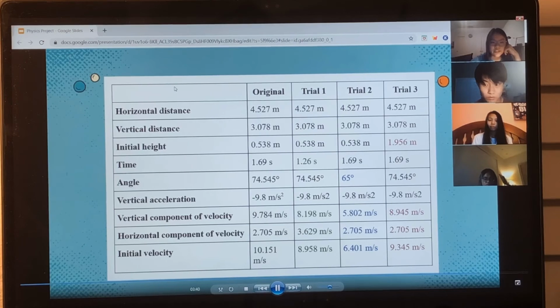So in conclusion, as you can see in the table, we kept different things constant each trial, and because of these significant changes in numbers, it is highly improbable and unrealistic that a projectile can replicate the path of this free throw in the same amount of time, initial height, and angle.